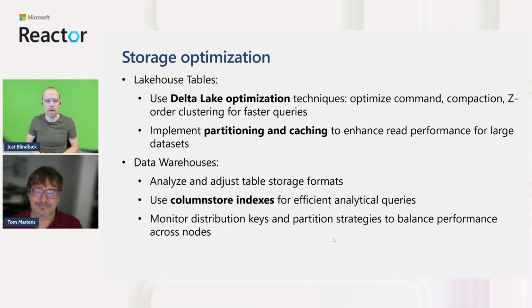And specific for data warehouses, you can adjust the table storage formats, and you can create column store indexes. That is a thing that we have had for many years. That's also part in here in Fabric for the data warehouses that can speed up your queries. And then you have the option to monitor distribution keys and partition strategies, so that you will use the warehouse, which is a multi-node architecture, the best.